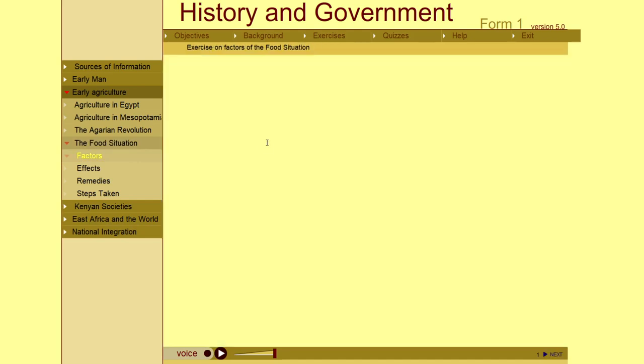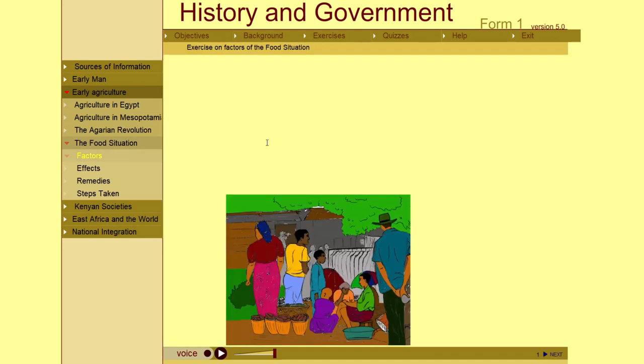Several factors have contributed to food shortages in the third world countries. These include: 1. High rate of population growth in the third world compared to the rate of food production.